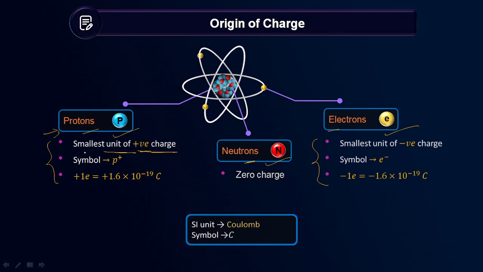So proton is considered the smallest unit of positive charge, meaning a proton has a plus charge, and the value of that charge is equal to 1.6 × 10^-19 coulomb. Neutrons are neutral, that means the net charge will be how much? 0. And electrons are considered negative charges, and we represent them with the symbol e minus, and protons as p plus, or in some books you will see e plus, which is nothing but the opposite of the charge of an electron, a positive charge. Charge on an electron will be minus 1.6 × 10^-19 coulomb. The SI unit of charge is coulomb, and we represent it with a capital C.